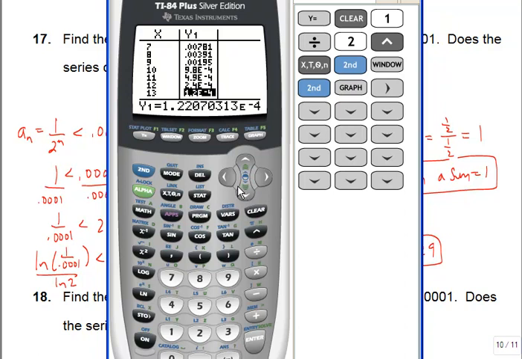0.00012 is going to be this decimal right here. So when I get to the 14th number, this is going to be 0.000061. So that's definitely smaller than 0.0001. So the 14th value for n will give me the first term that's going to be smaller than what I was looking for. Okay? So that's one of your options.